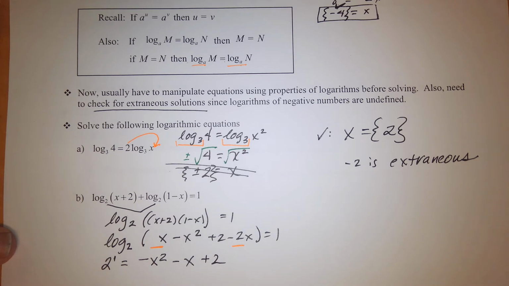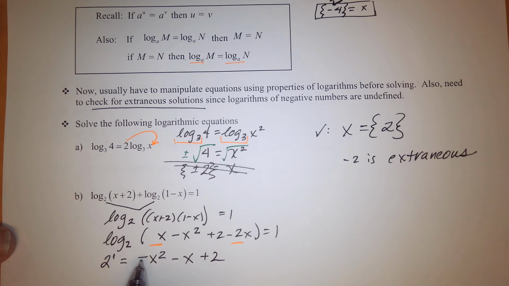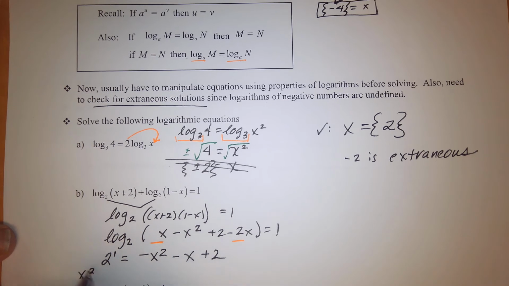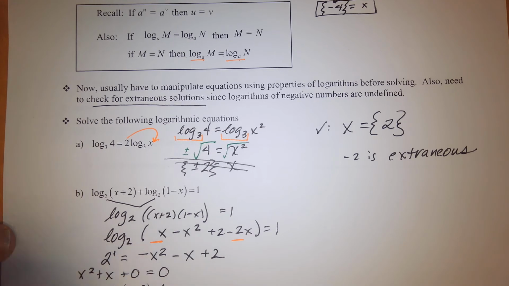And then, since we have a quadratic, I'm going to put everything together. I'm going to move these three terms over to the left side because I don't like that the first term happens to be negative. So I'm going to move all of these terms over to the left. I'm going to add x squared, I'm going to add x, and I'm going to subtract 2, and when I subtract 2, I have 2 minus 2, which is 0.